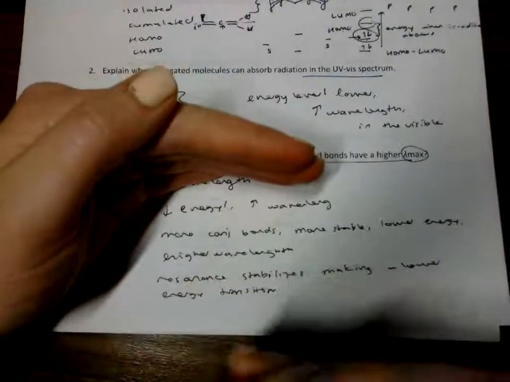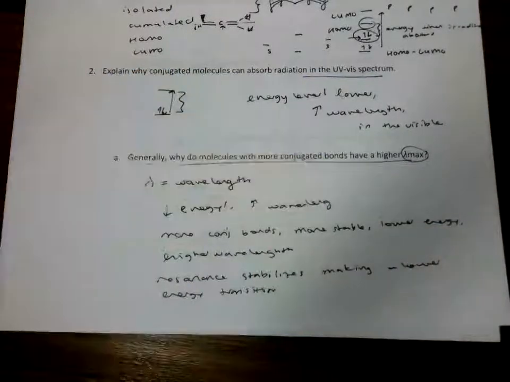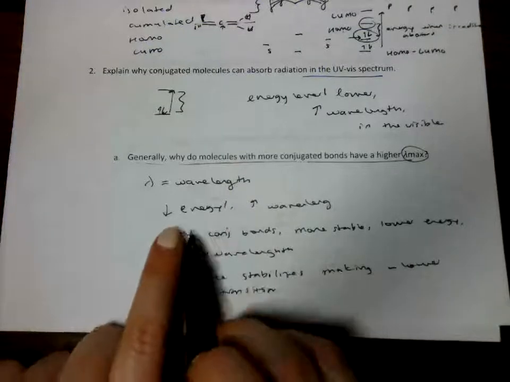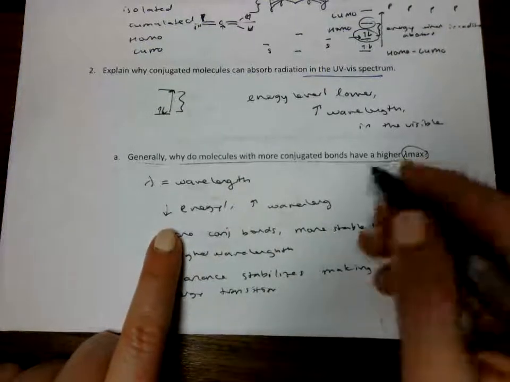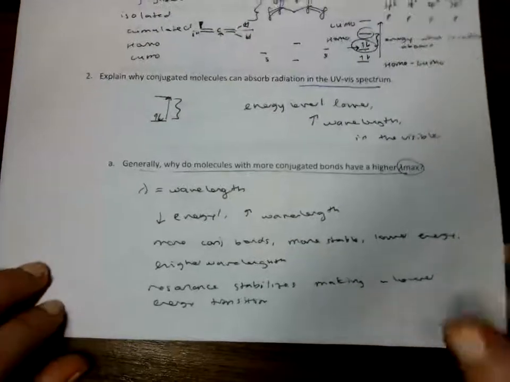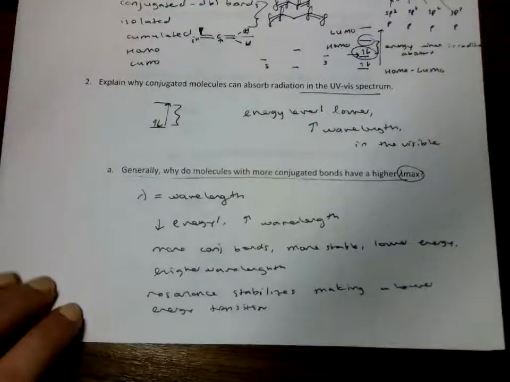Did I say that right? Energy is put in, lower energy due to the resonance stabilization gives you a higher wavelength. I always get those mixed up, so I always have to write down lower energy is higher wavelength, just because it always gets me mixed up. I get tongue twisted on that concept, but it is responsible for so many things.